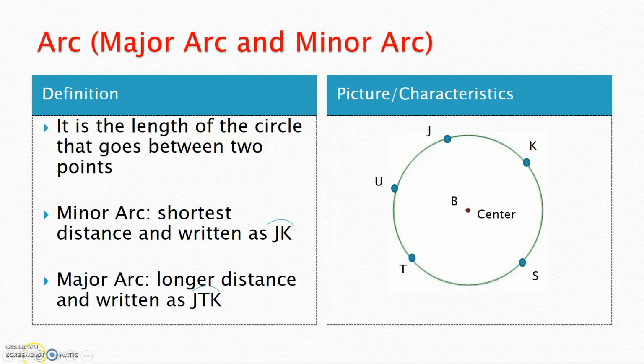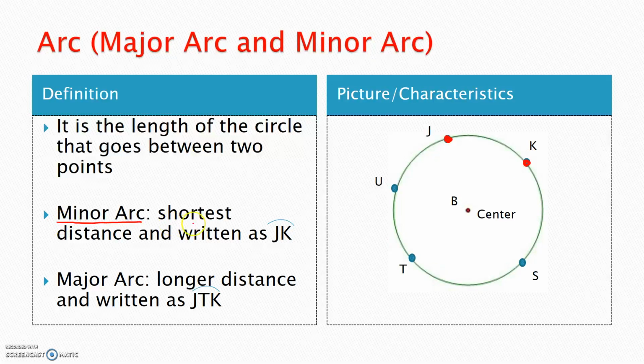So again, in the example that I gave here, I'm using J and K. From J to K, it's the length between here and here along the actual circle. Now, the question is, how do I know whether to go this way, straight from J to K, or whether to go all the way through U to T, through S, and all the way over to K? Well, again, this is where the technicalities come into play.